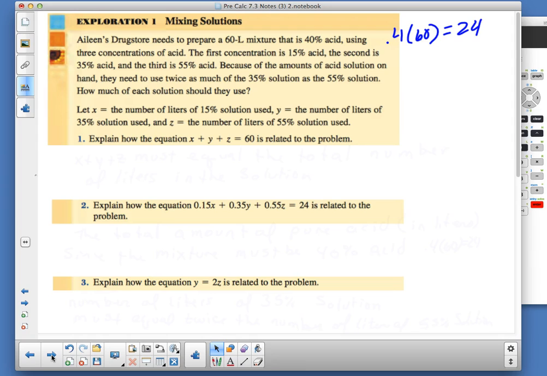Okay, now we've done this problem before. This is a little bit more involved because there's more relationships, so it opens itself up for us to use a matrix.